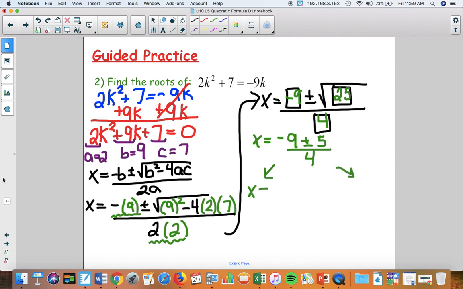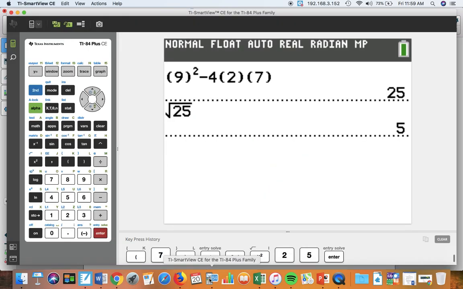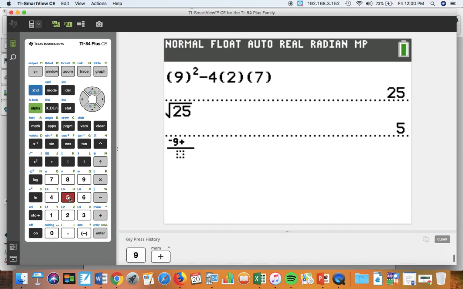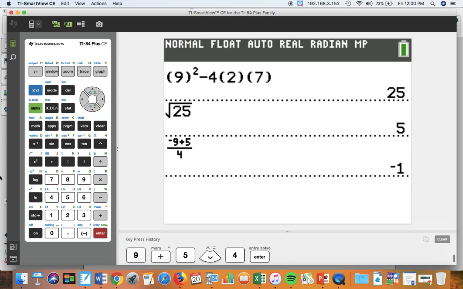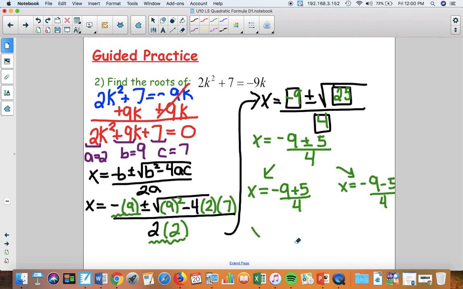So we have x equals -9 plus 5 over 4. And we have x equals -9 minus 5 over 4. So we can use our calculators to find out what that number is. So alpha, y equals, I highly suggest using this button, -9 plus 5 over 4. So our first answer here would be x equals -1.